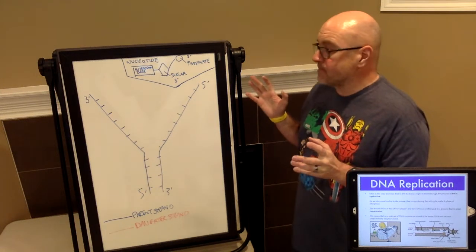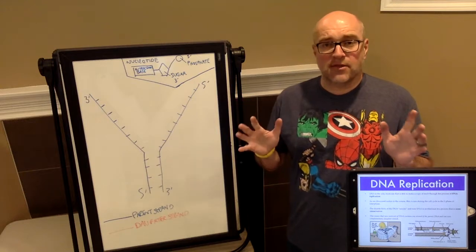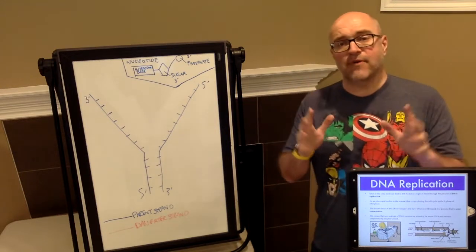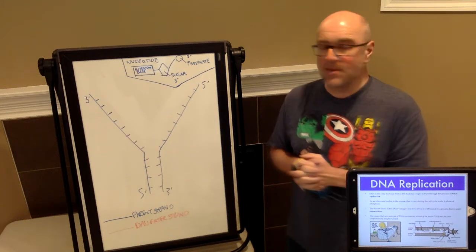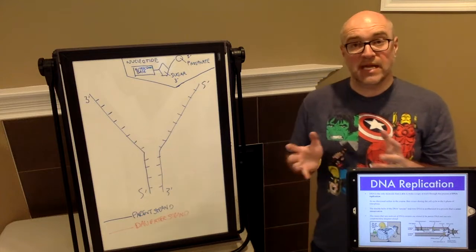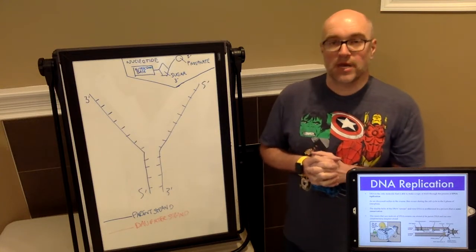So here's what I'd like to start off our discussion with today. First of all, I want to give you guys a recap of the structure of DNA from last time. Remember that we discussed nucleotides, which are the monomer units of DNA. A nucleotide is broken into three parts.